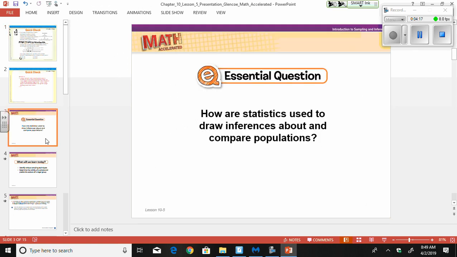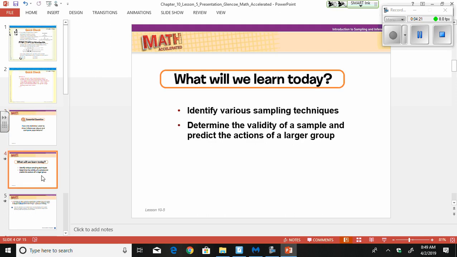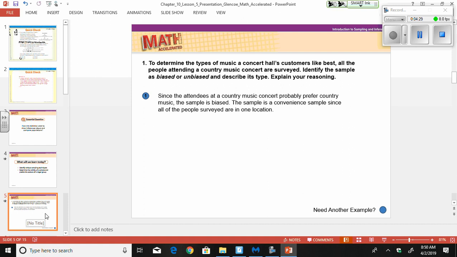How are statistics used to draw inferences about and compare populations? Well, today we'll see that you can identify various sampling techniques, and you can determine the validity of a sample and predict the actions of a larger group. Determine the types of music at concert halls customers like best. All the people attending a country music concert are surveyed. Identify the sample as biased or unbiased and describe its type.